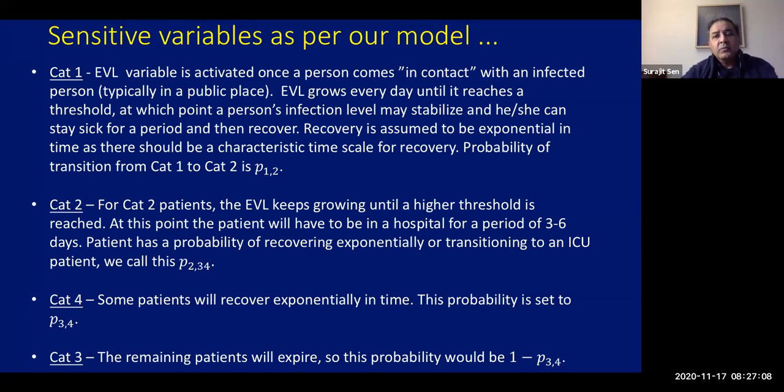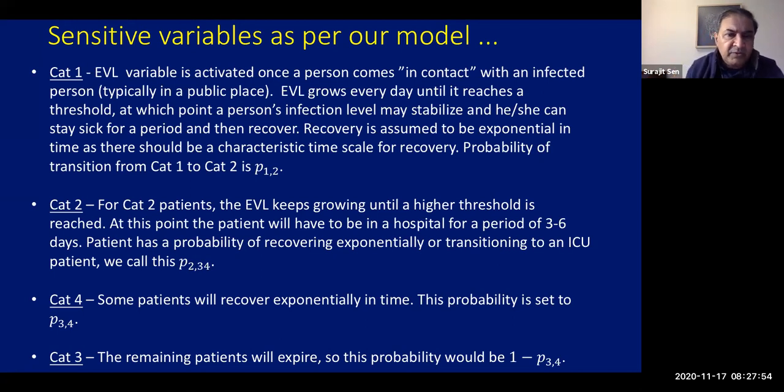So the EVL, once a person acquires a viral load, keeps growing until it reaches a threshold, at which point a person's infection level may stabilize, and he or she can stay sick for a period and then recover. So this is category 1. Recovery is assumed to be exponential in time, as there should be a characteristic time scale for a recovery. We all know that if there is a characteristic time scale, typically that would be exponential recovery. If there isn't one, that would be algebraic recovery, which may well be possible here, although the results may not be so badly affected by such a small change.